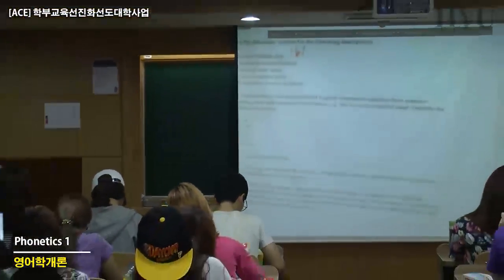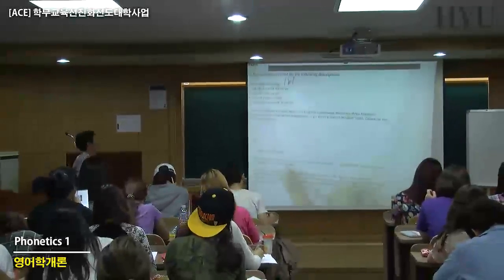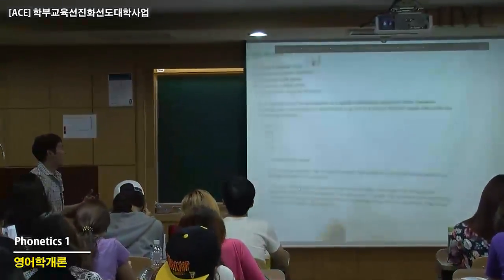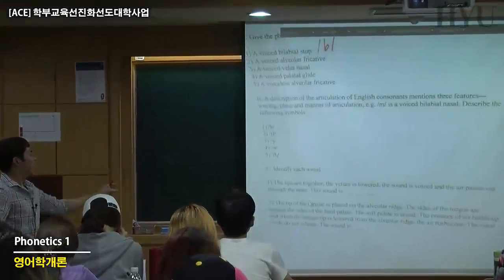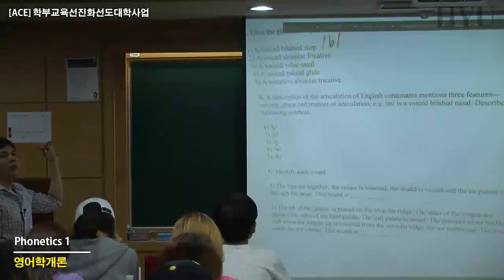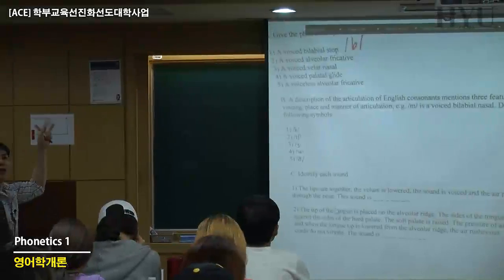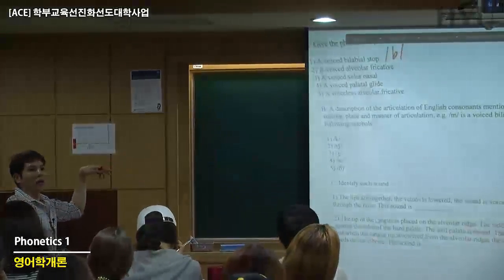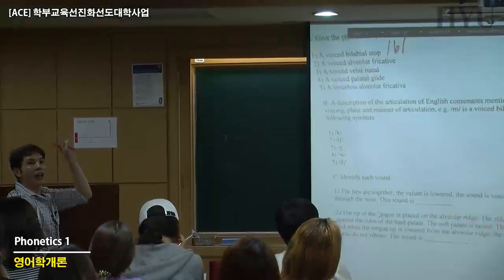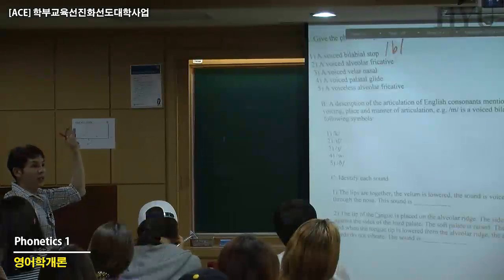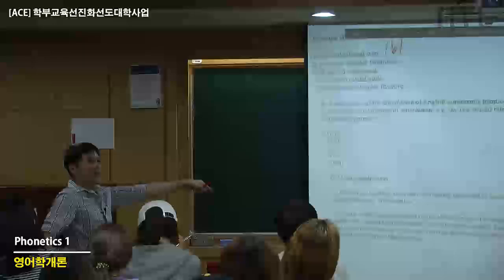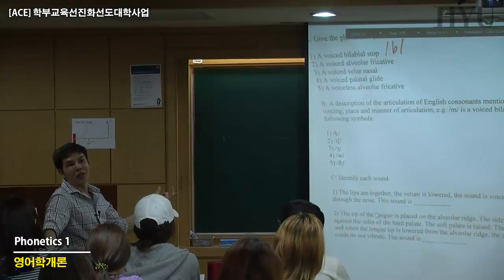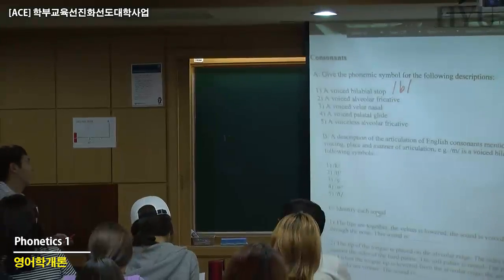And then finally, I give you the description of each sound, and then you have to tell me what sound I refer to. Like the lips are together, the velum is lowered. So the lips are together, so you use both lips, right? In other words, it's bilabial. The velum is lowered. So when the velum is lowered, the air can go through the nose, so it has to be nasal, like that. The sound is voiced, right? And the air passes out through the nose. What is that sound? So on. So you just write down the sound.